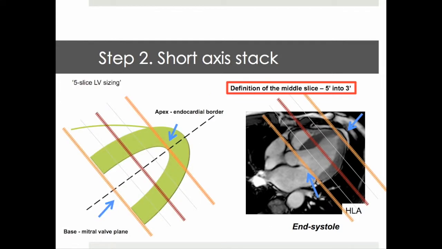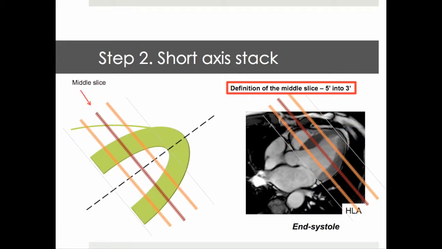We size up the cavity of the left ventricle by placing 5 slices from the base, that is mitral valve plane, to the endocardial border of the apex. Because we've defined the angulation of short axis stack in end diastole, the fit of the very basal slice, the 5th slice, with mitral valve plane may appear less perfect in end systole. Be advised to avoid the temptation of further angulation at this point.